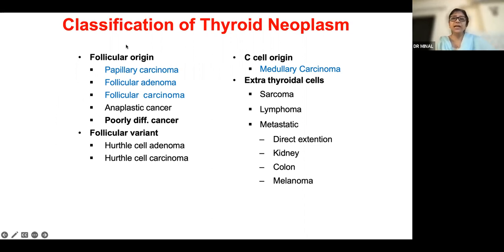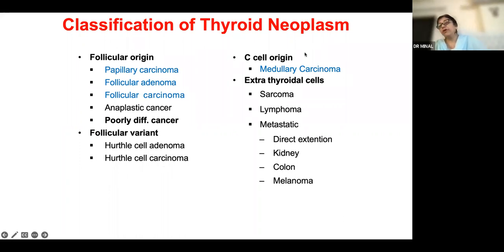So how do we classify the thyroid malignancies? Either it is follicular in origin. When it is follicular in origin, it can be papillary carcinoma. It can be follicular adenoma or carcinoma. It can be anaplastic, or it can be poorly differentiated. So these are the primary thyroid carcinomas arising from the follicular cells. Then we have some follicular variants like the Hurthle cell adenomas or the Hurthle cell carcinomas.